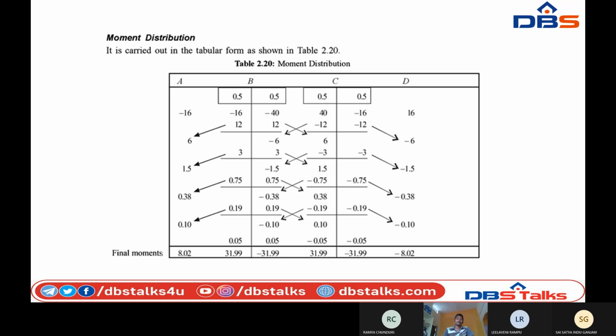Next, the moment distribution method. The distribution factors at B are 0.5 and 0.5, and at C also 0.5 and 0.5. In the moment distribution table, the fixed moments are minus 16, 16, minus 40, 40, minus 16, 16. Then 0.5 into 16.